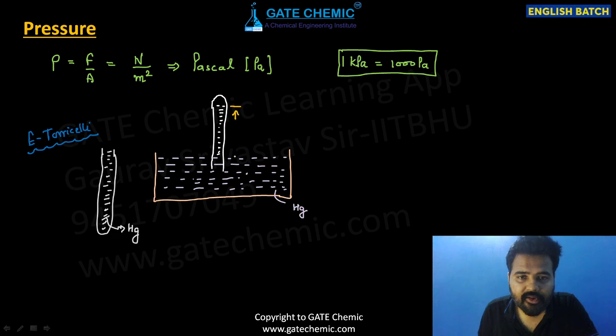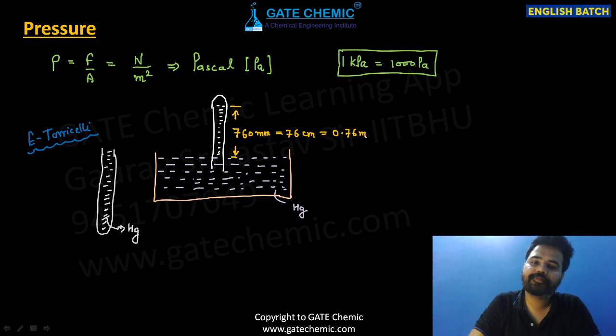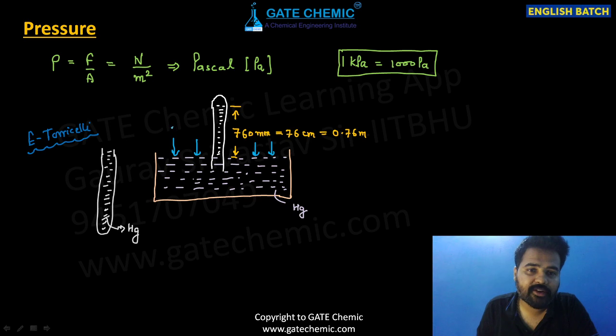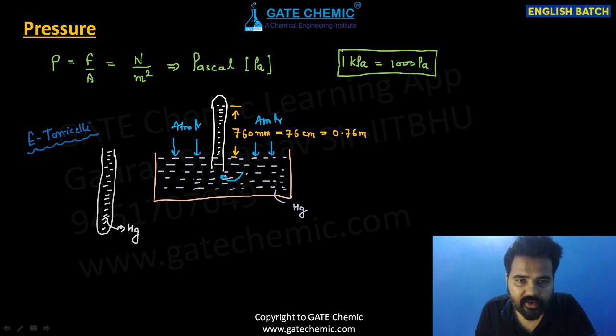Now he measured this height and got it as 760 mm. That means 76 centimeter, that means 0.76 meter. Now, because all the mercury is not going to drop down from this tube, he concluded that the atmosphere is giving some pressure here, so that the whole mercury is not going to drop down.